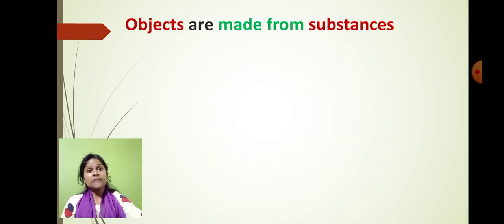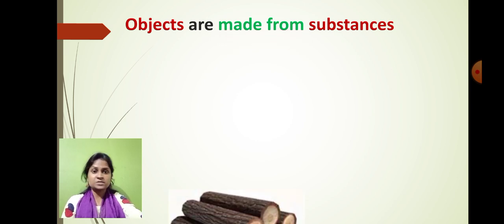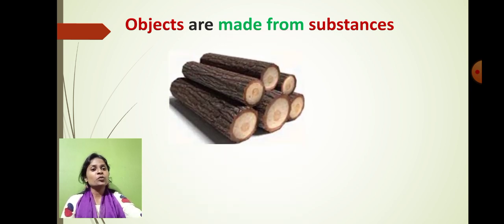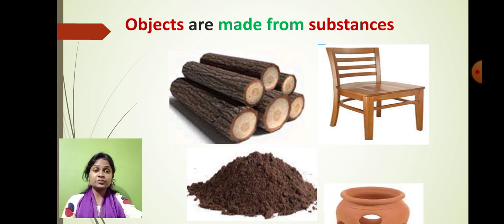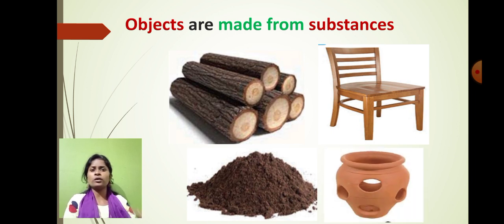Understood? And what else have we learned? We have learned that all types of objects are made up of what? Substances. As you can see, wooden material is gathered together to form a wooden chair or many other things, whereas soil is gathered together to form a pot or other useful material which is basically used by the potter.